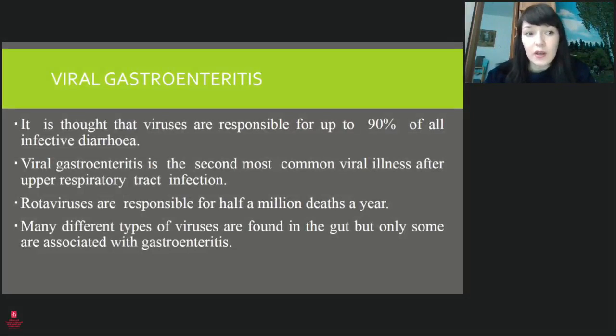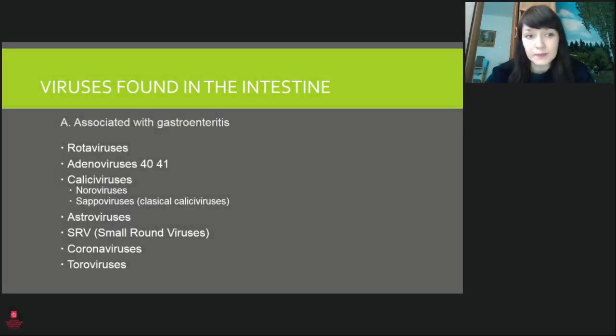Viral gastroenteritis. It is thought that viruses are responsible for up to 90% of all infective diarrhea. They are the most common infections of the gastrointestinal tract. Viral gastroenteritis is the second most common viral illness after upper respiratory tract infections. Rotaviruses are responsible for 500,000 deaths a year. Many different types of viruses are found in the gut, but only some are associated with gastroenteritis.